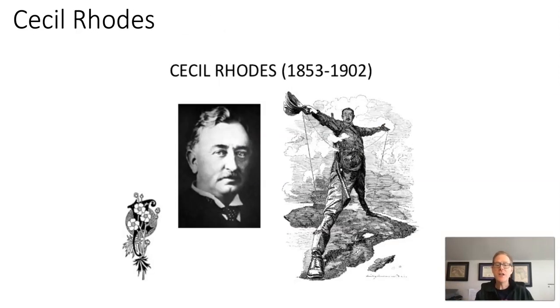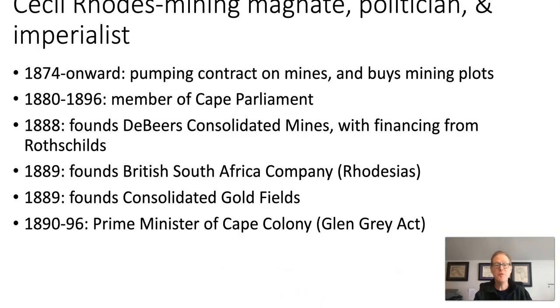So here's Cecil Rhodes, Englishman who comes to South Africa and starts, a long, kind of fascinating story we don't have time for, buying up eventually diamond claims and so on. And this is a picture known as the Colossus of Rhodes. Rhodes trying to create this Cape to Cairo colonization by the British across the continent, and very nearly succeeds. He starts out in 1874 by getting the pumping contract in the mines, then he starts buying mining plots, and then he gets elected to become a member of the Cape Parliament.